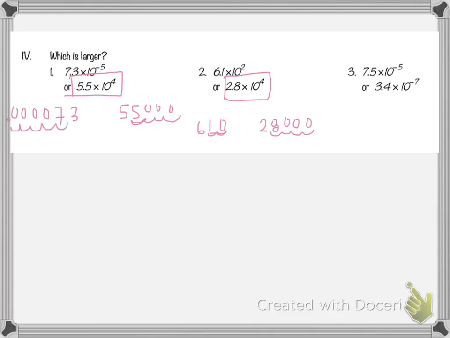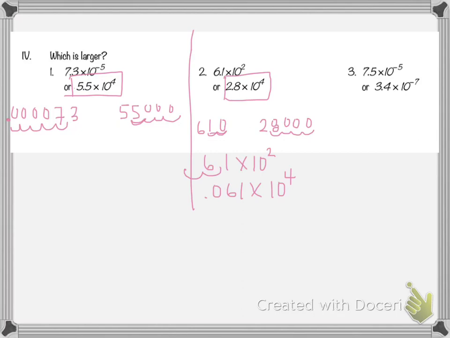Okay, what if I tried to get these in the same scientific notation here? So what if I wanted to get 6.1 times 10 to the second power to the fourth power? What I would do there is I would move the decimal 2 places to the left. So now this is going to be 0.061 times 10 to the fourth power.